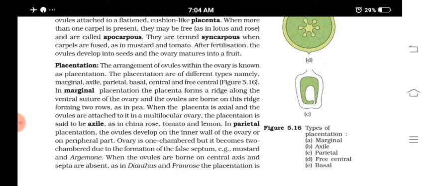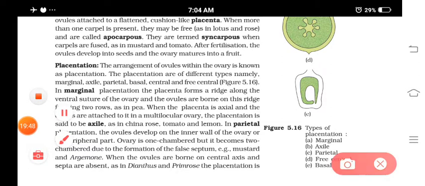That is marginal, axile. Okay. Then what? Parietal, basal, then central and free central. Like this, different types of placentation are there in flowers. Okay, what are they? Marginal. Okay, then what? They are axile, parietal, basal, and central and free central.